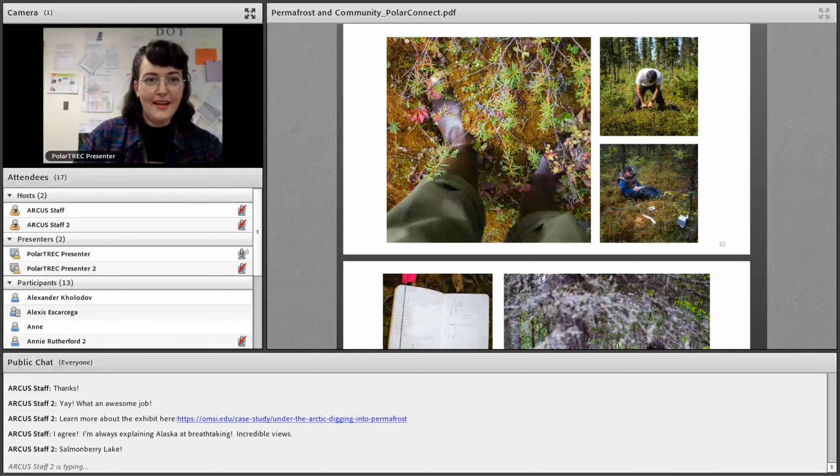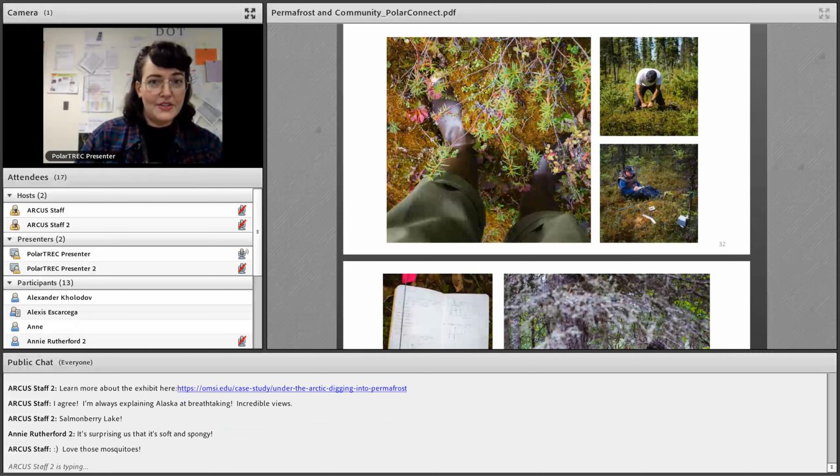It's pretty cool. The downside is there are a bazillion mosquitoes everywhere you go because they like the moisture. So when you get into these areas with really healthy permafrost, the mosquitoes are just almost unbearable.